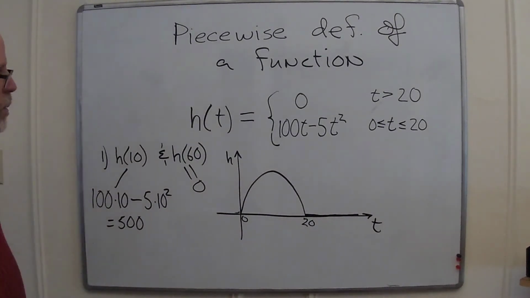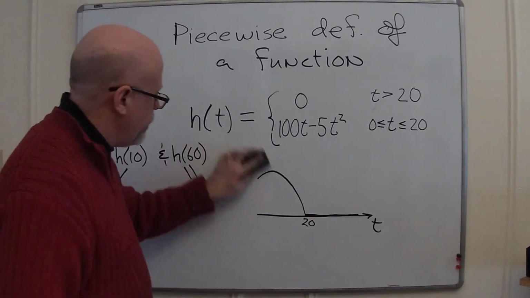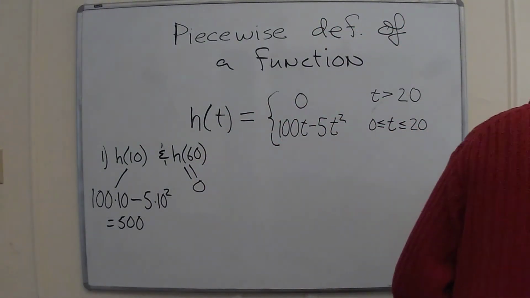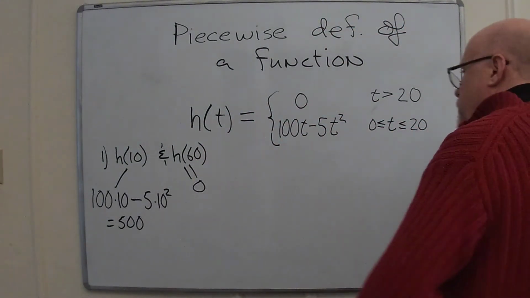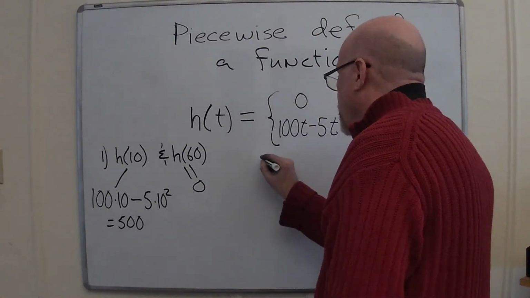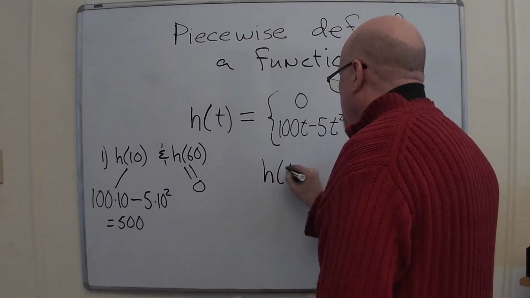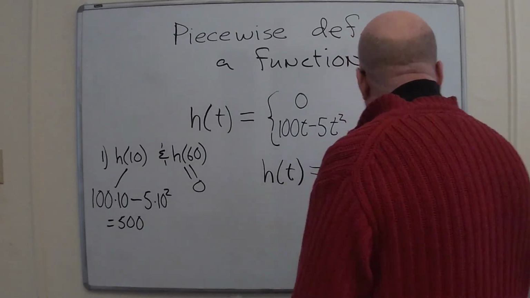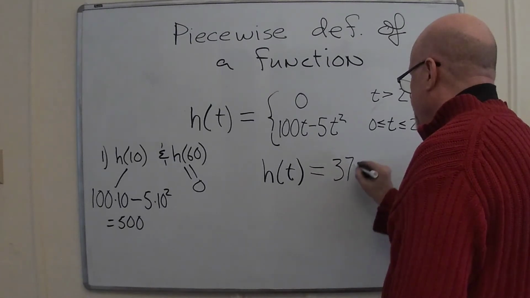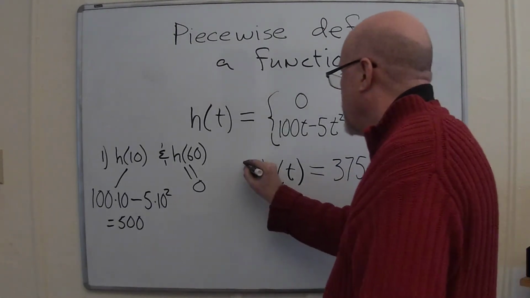So that's the first problem they have. I guess I don't need the graph, so I'll give you the last problem. And this is it for us today. The last problem is to solve the inverse problem here. Find t when is the height equal to 375?